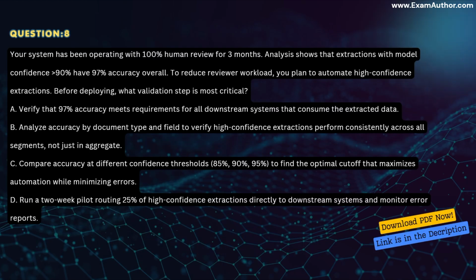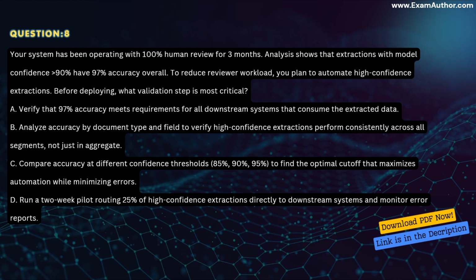Question 8. Your system has been operating with 100% human review for 3 months. Analysis shows that extractions with model confidence greater than 90% have 97% accuracy overall. To reduce reviewer workload, you plan to automate high-confidence extractions. Before deploying, what validation step is most critical?